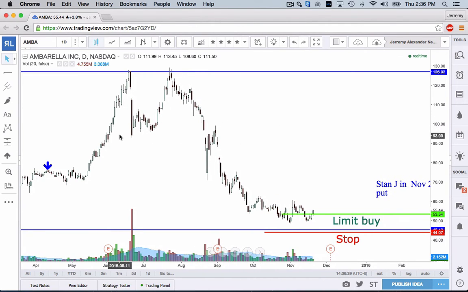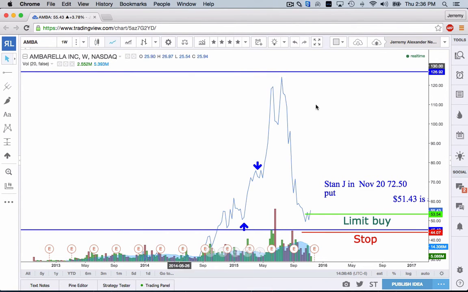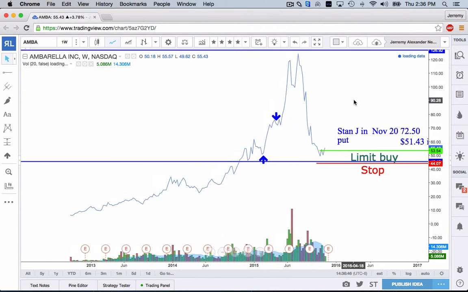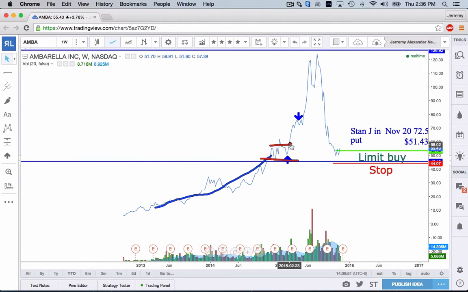So, AMBA. Let's come out here to a weekly chart just so you guys can kind of get used to the view up here and just kind of talk a little bit about this trade. So AMBA, stock is moving bullish, right? Get a distribution phase right there, breakout, public participation, back to a distribution phase on AMBA.